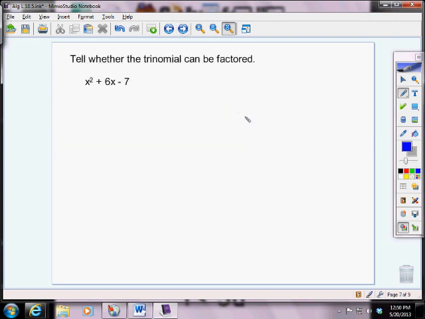So let's look at this example. It just says tell whether the trinomial can be factored. So let's use b squared minus 4ac. That's our discriminant. Remember, this is ax squared, because this is in standard form, plus bx plus c. So our b is 6, so we go 6 squared, minus 4 times our a, which is 1, times our c, which remember is a negative 7.